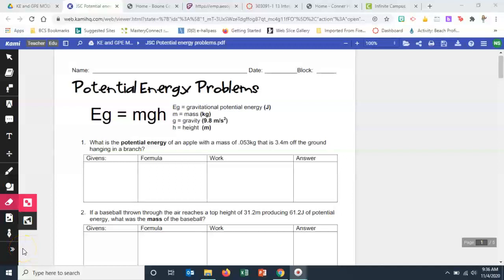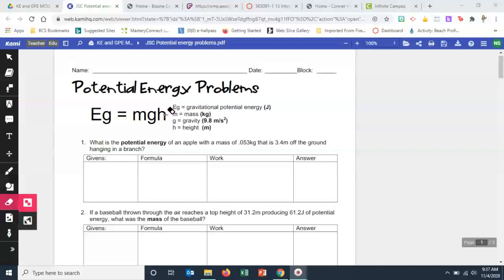We are talking about the idea of energy and how energy can be transformed. Today we're going to look at how to use our potential energy equation to solve how much energy an object has potentially. The equation is a little bit different from what I showed you in the notes, e.g. E for energy, G for gravity, but it's still our potential energy. We're going to use our mass, our gravity, and our height to solve.